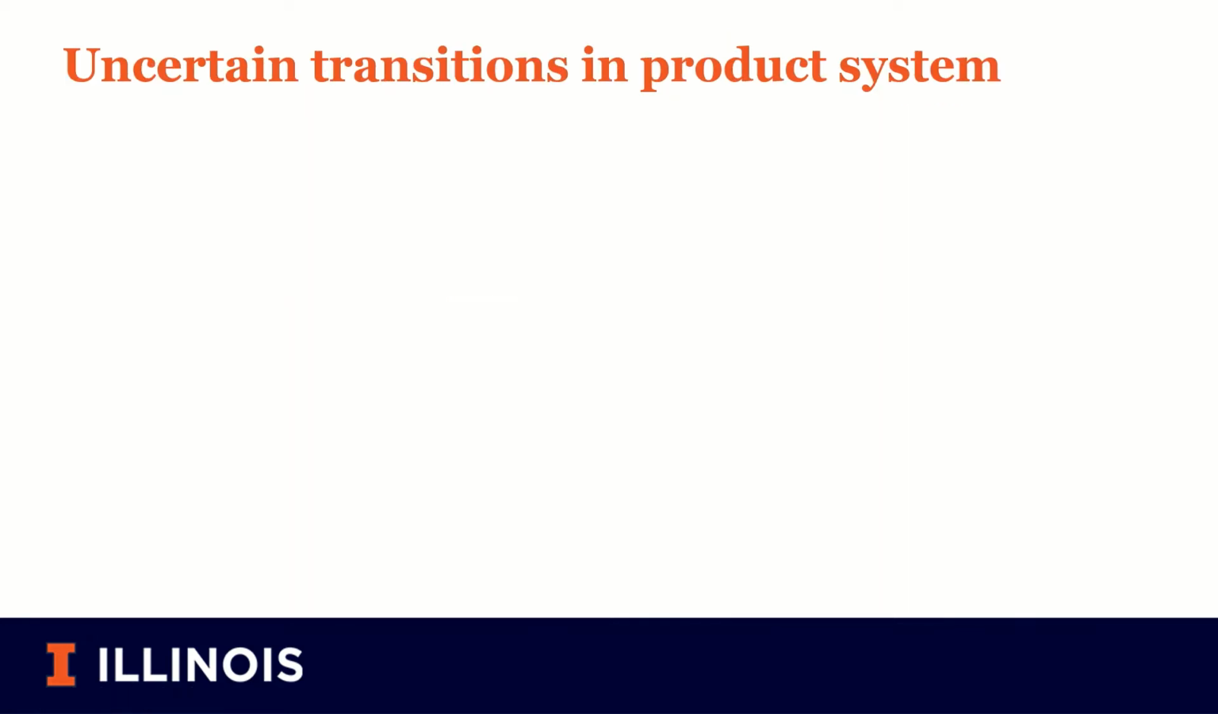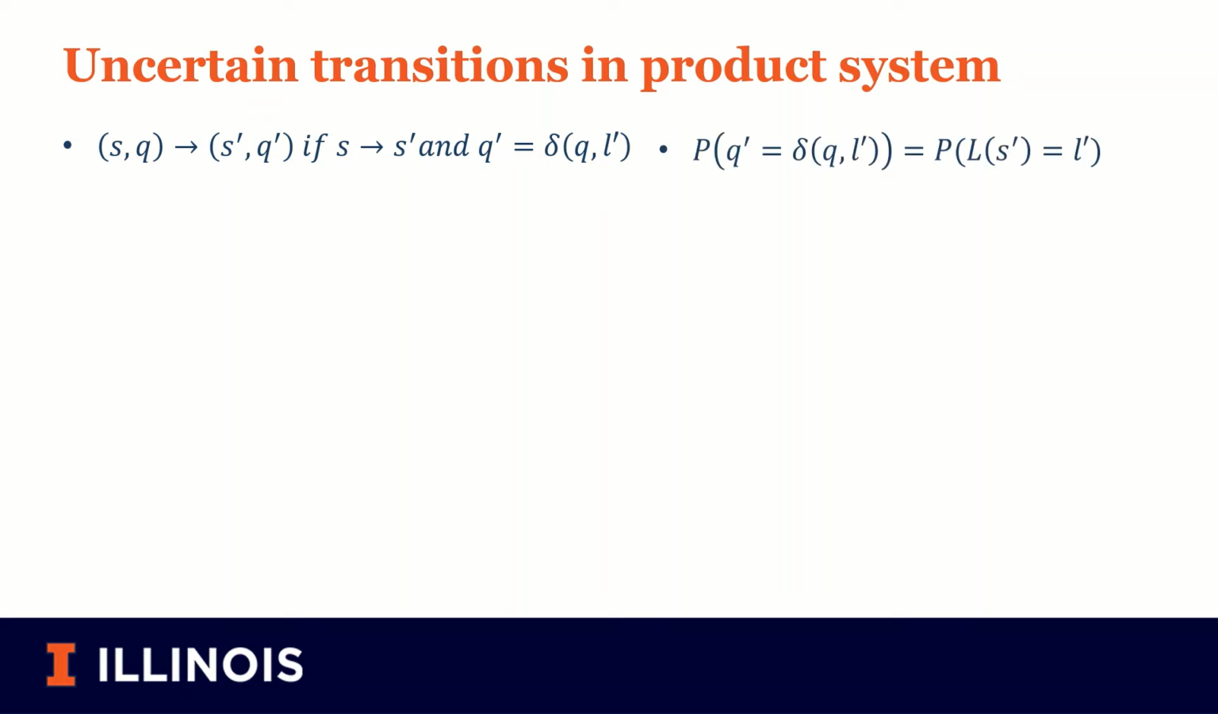We can see that the transitions in the product system are uncertain. This is because the transitions in the product system depend on the labels of the states. And we don't know exactly the labeling function of the states in the transition system. It is given by some probability distribution P. Therefore, the existence of an edge in the product system is probabilistic.